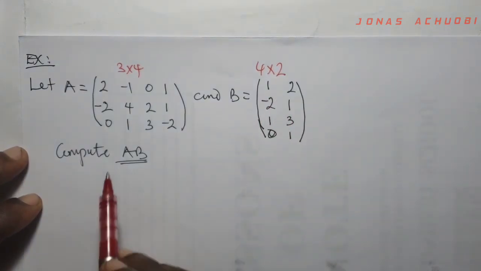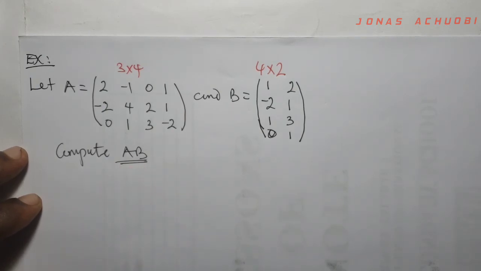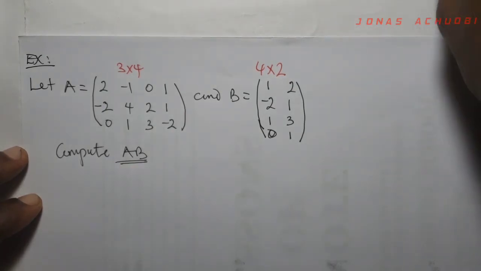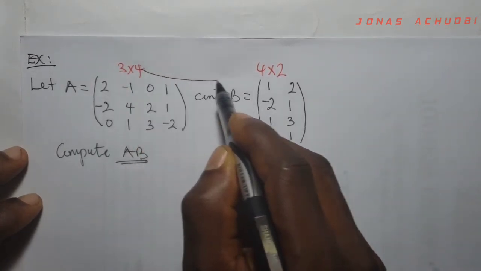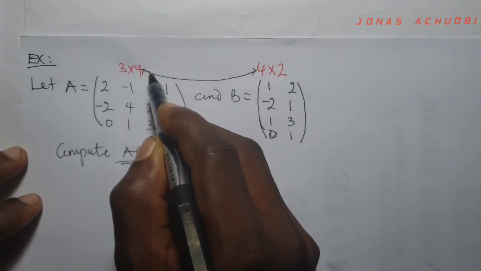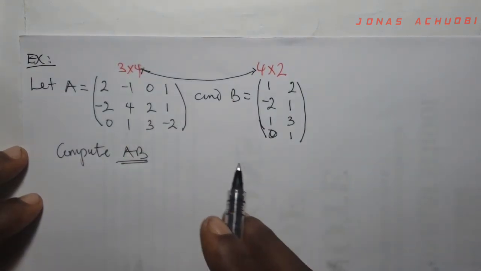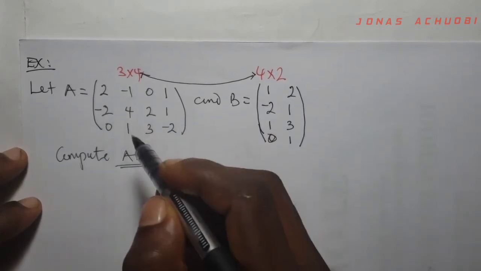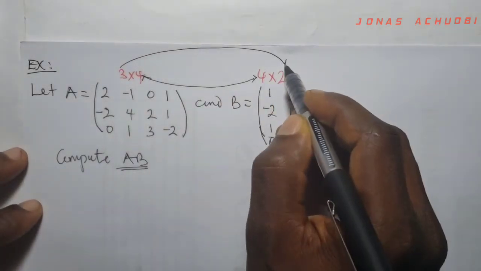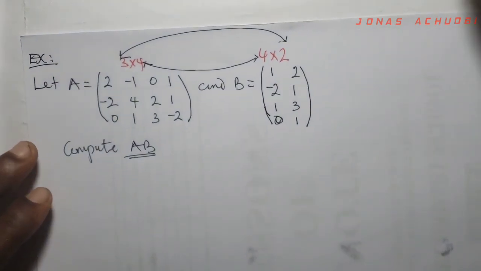So the question is, can we compute AB? Can we multiply matrix A by matrix B? The answer is yes, because the number of columns of matrix A corresponds to the number of rows of matrix B, the inner dimensions. They match. So matrix multiplication is possible. Now when we multiply 3 by 4 by 4 by 2, what do we expect to get? A 3 by 2 matrix. Okay, so let us go on now to multiply.